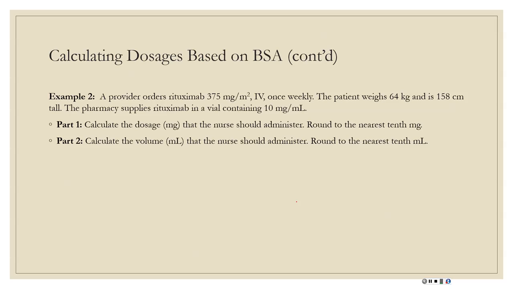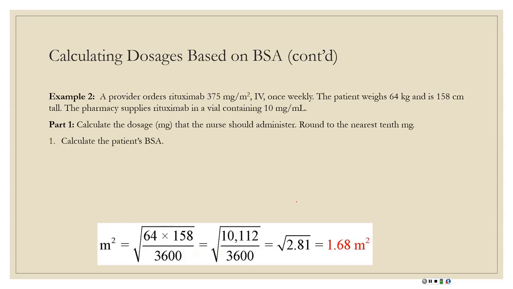So we're going to go ahead and do another example like this. We're going to have a medication that is to be administered once weekly. We're going to give 375 milligrams per meter squared, and we have kilograms and centimeters represented in this problem. So the first part is to figure out the dosage that we should give and round to the nearest 10th milligram. And then once we figure out the dosage to give in milligrams, we're going to figure out how many milliliters that nurse would administer, and we're going to round that to the 10th place as well.